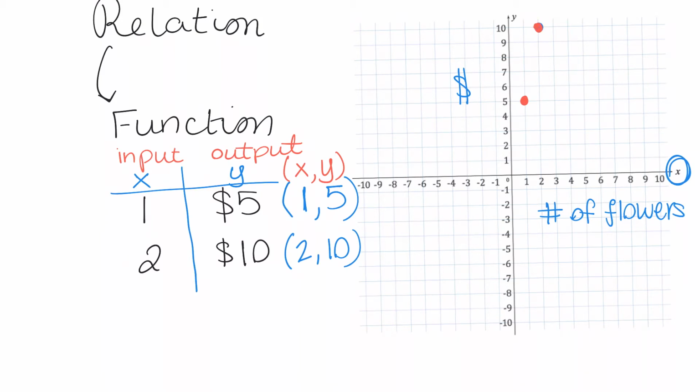Now, this isn't on my chart specifically, but what if I sold no flowers? How much money would I expect to make? I'd make no money. So it's also safe to say that I could plot another point at 0, 0 right here. Because if I sell no flowers, I will make no money.